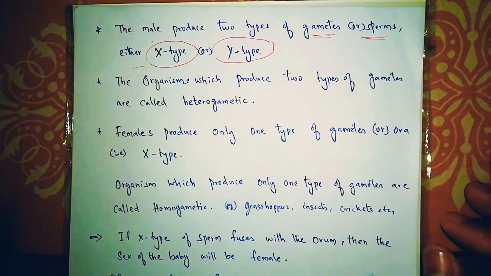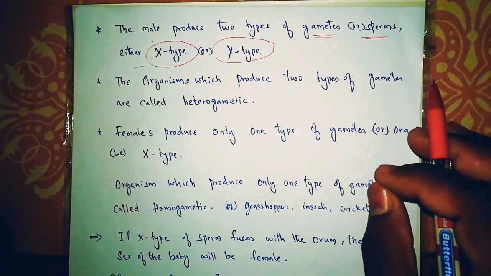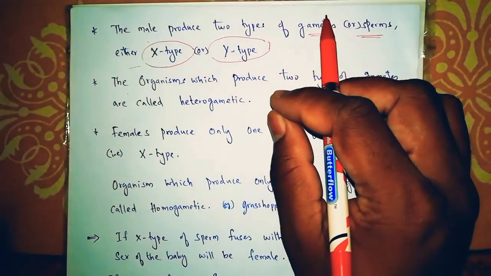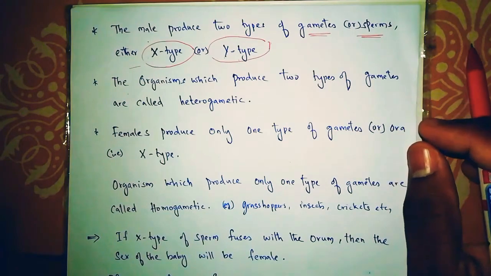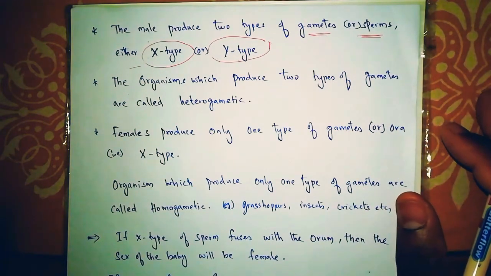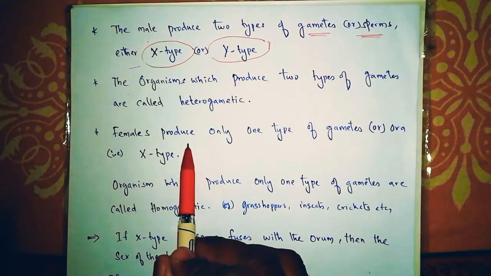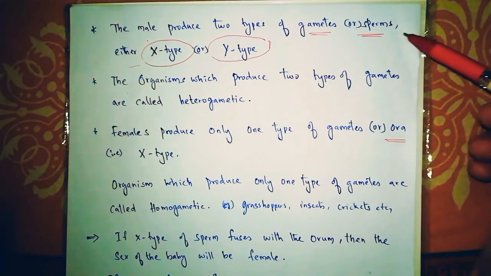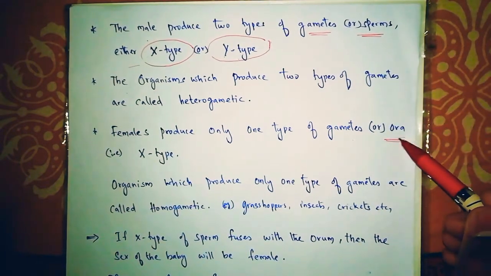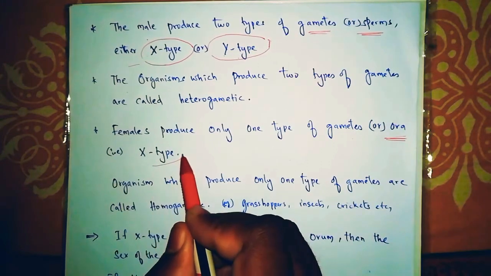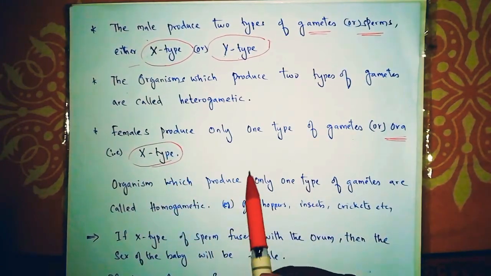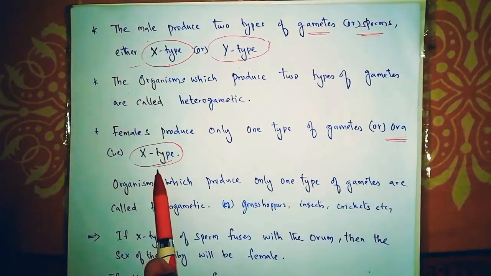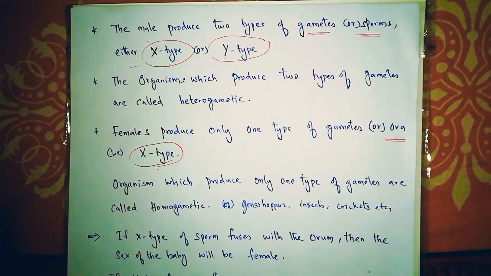In other words, whether it is a male or female, the father is responsible for the birth of a male or a female. Mother's role is not in that, because the female produces only one type of gamete, in other words ova. As a male produces sperm, the female produces only ova, right? That means they have only X type. You see that the male has two types, X and Y, but the female has only one type, that is X type.